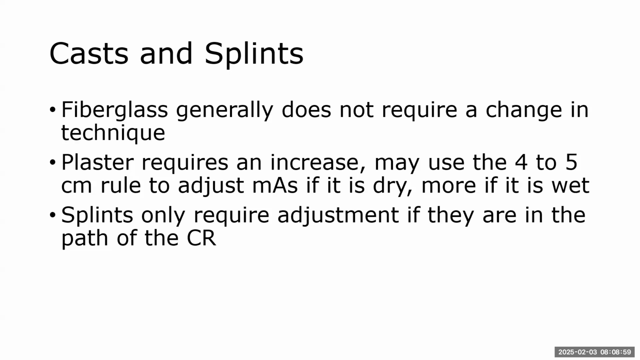Splints only require adjustment if they're in the path of the central ray. So for example, if I have a splint on my wrist, when I'm doing my lateral, does the splint affect the central ray or the path of the beam? No. So in the lateral, I probably don't need to make an adjustment except for the fact that I'm going from PA to lateral. But in the PA, I may need to adjust a bit, because the splint's just going to add to what we have to get through.